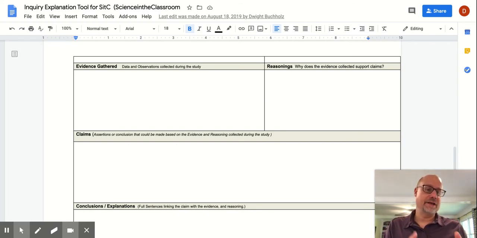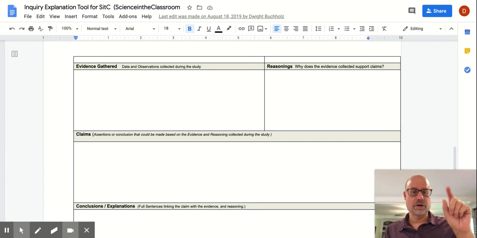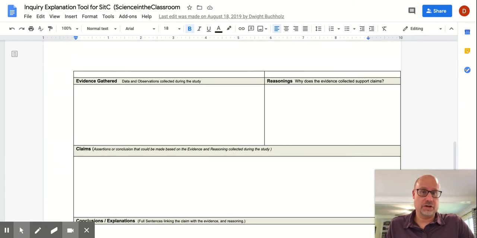Reasonings. Why does the evidence support that claim? Under reasonings, you would say, because the indicator for complex carbohydrates changed color when mixed with the cheese, there are complex carbohydrates in cheese. So you've got your claim, there are complex carbohydrates in cheese. You have your reasoning: when the indicator for complex carbohydrates changes color, that shows that there is indeed that carbohydrate present. That's why.